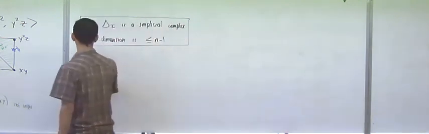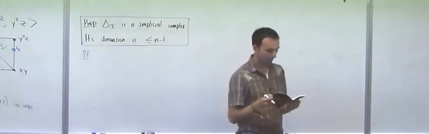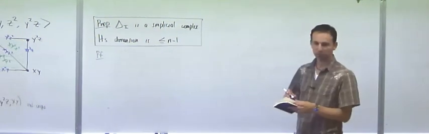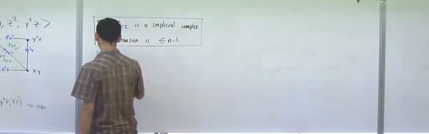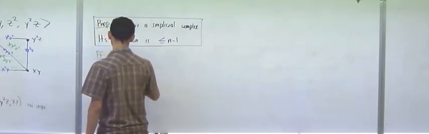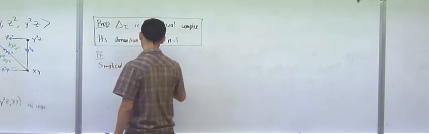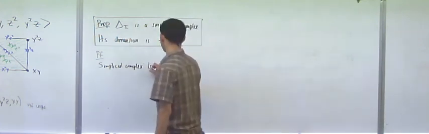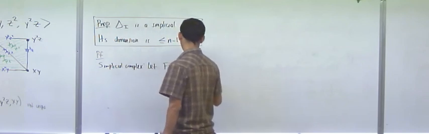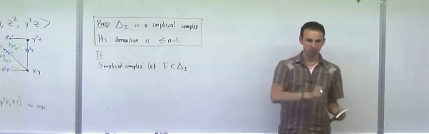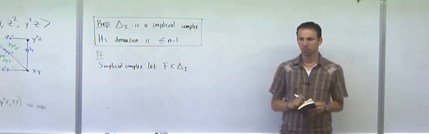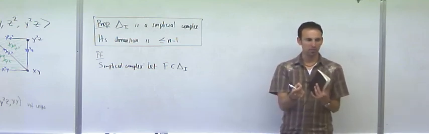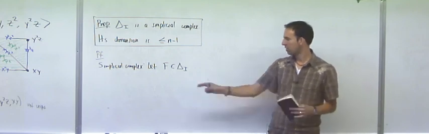So let's prove this. I have two things to prove. So first, let's prove that it is a simplicial complex. So what does that mean? That means that if you take a face, let's say F in delta I, and now you take a subset of that, that should be in the simplicial complex. Now, of course, it's enough to prove that if you have a face and you take one element out, then you haven't left the simplicial complex.